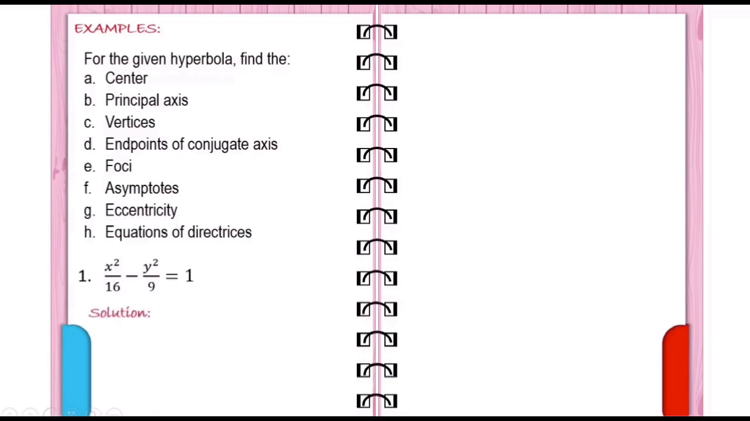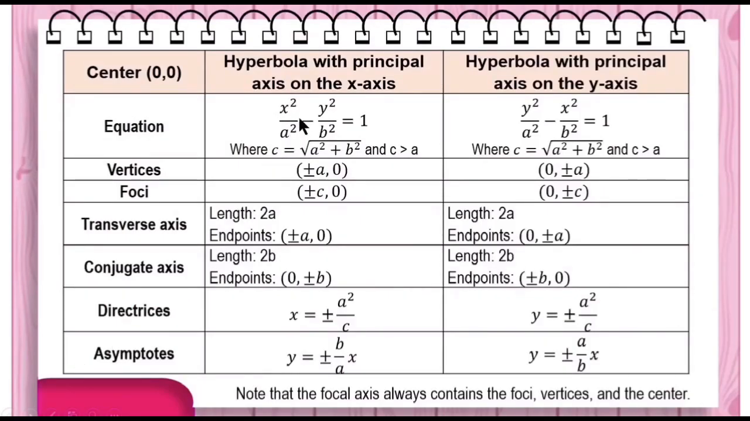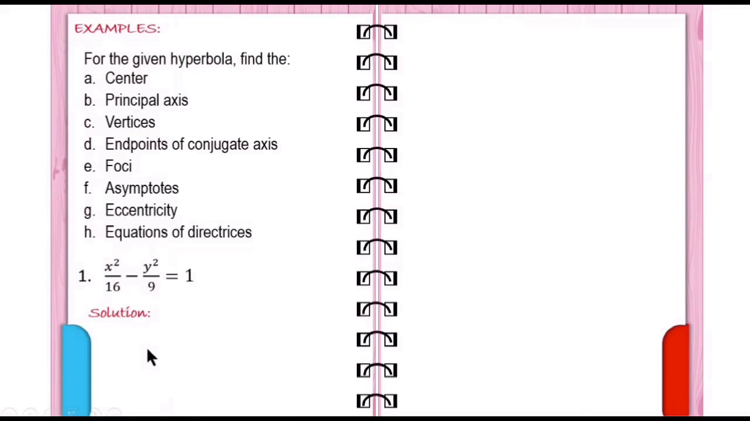Compare the given equation to the equation of hyperbola in standard position. The equation is of the form x squared over a squared minus y squared over b squared equals 1. Nauunang x squared sa equation. Thus, the center is at the origin, and the principal axis is the x-axis. So letter A, the center is at the origin. Letter B, the principal axis is the x-axis with the equation y equals 0.